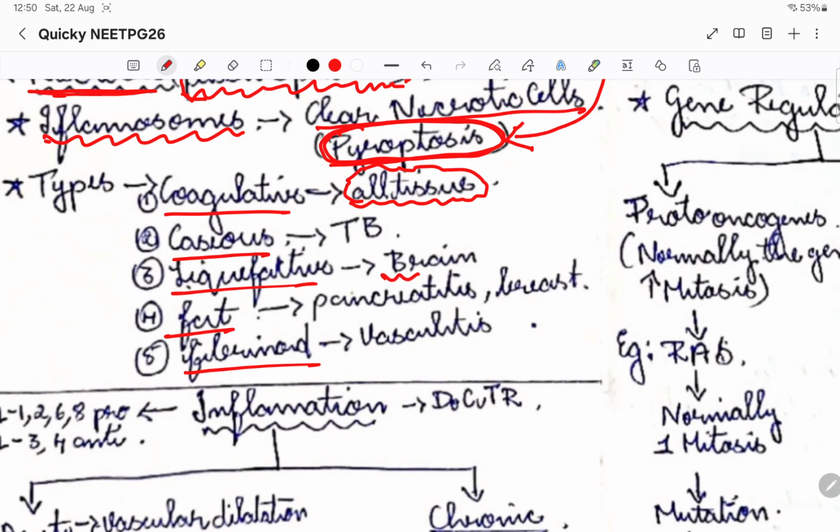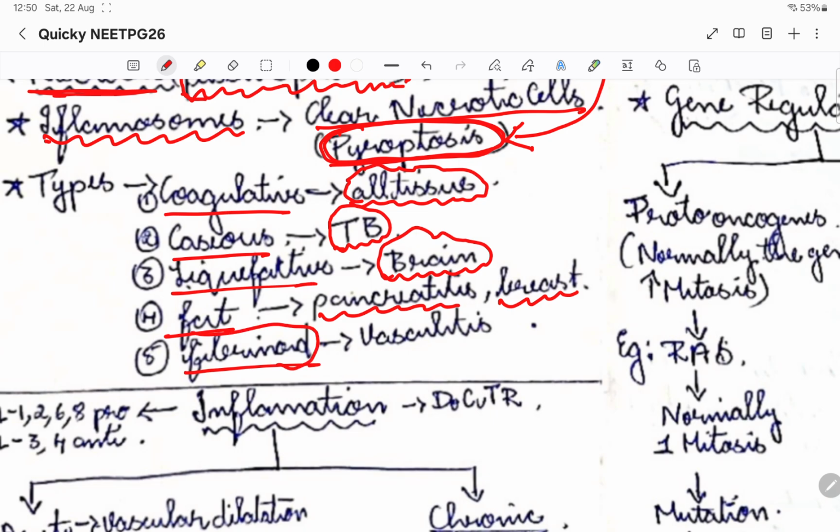Whereas brain is the only organ which will undergo liquefactive necrosis. Remember it this way: the brain has too much fluid, CSF and all. So that is why the brain undergoes liquefactive necrosis. Caseous necrosis, you know that: granulomatous and caseous formation, non-caseating and caseating granuloma, lungs. So remember, caseating granuloma, TB, caseous necrosis. Then fat necrosis is in the pancreas. Pancreas is made up of fat. Breast is made up of fat. So that is why they undergo fat necrosis.